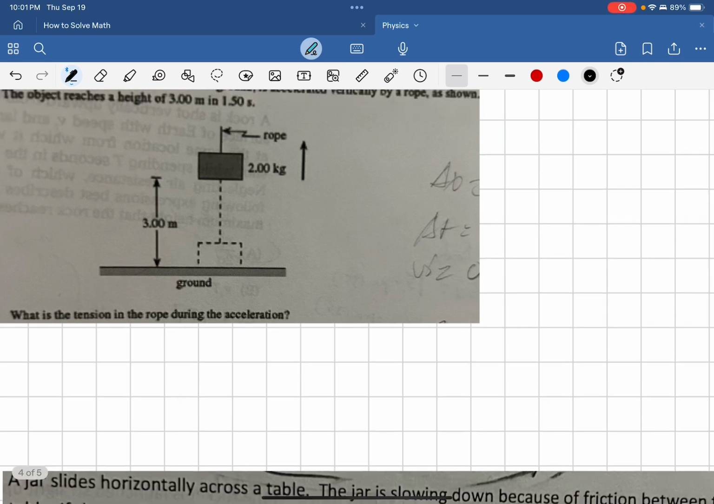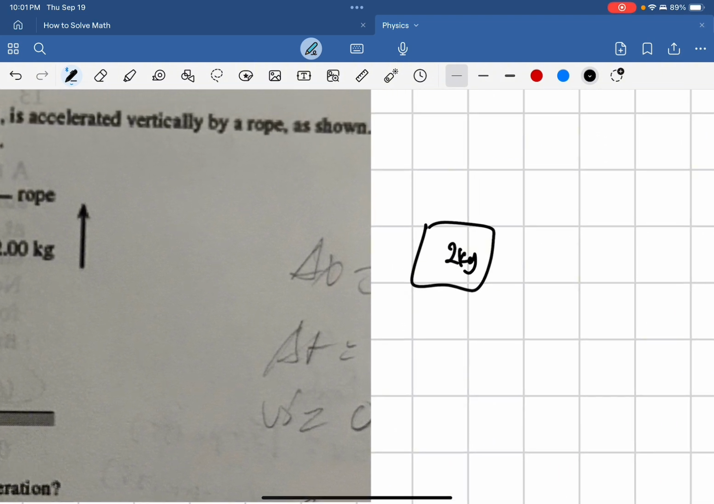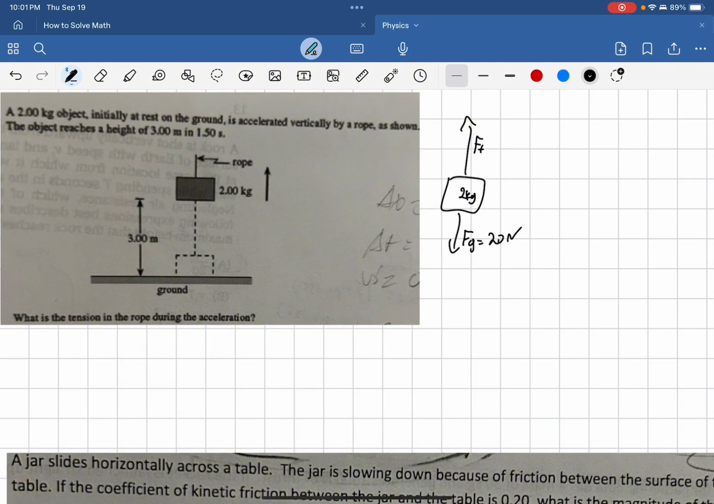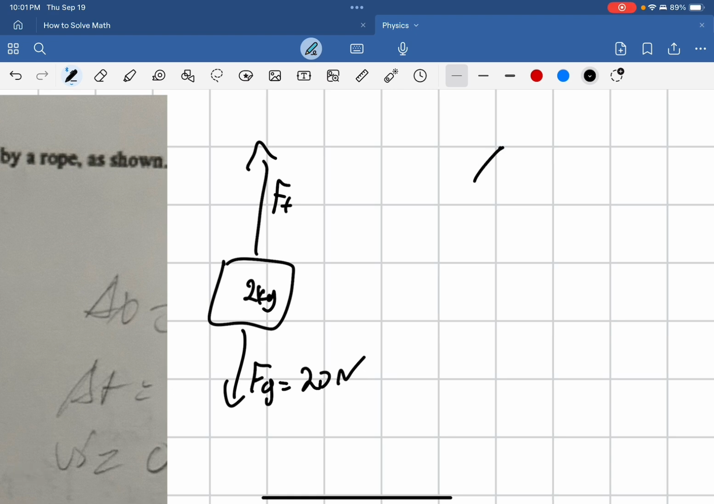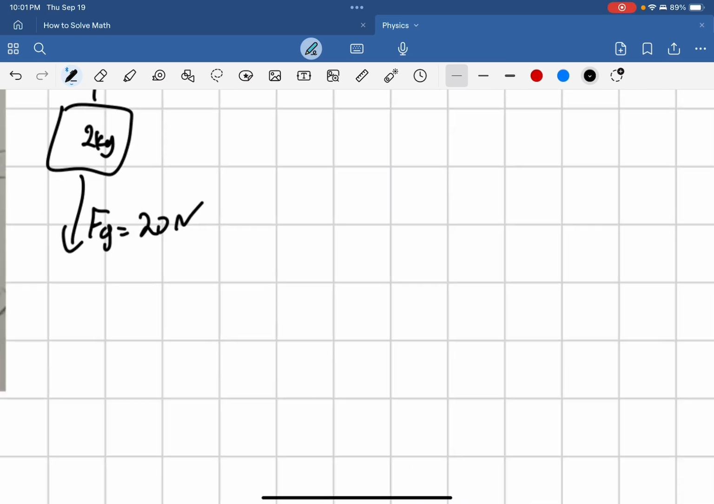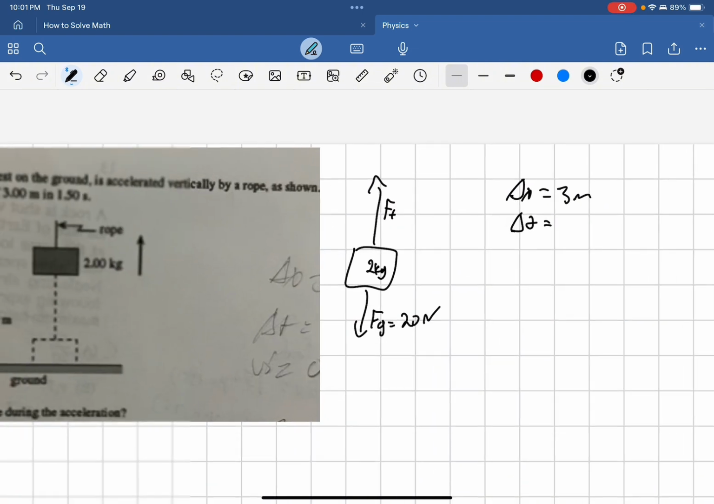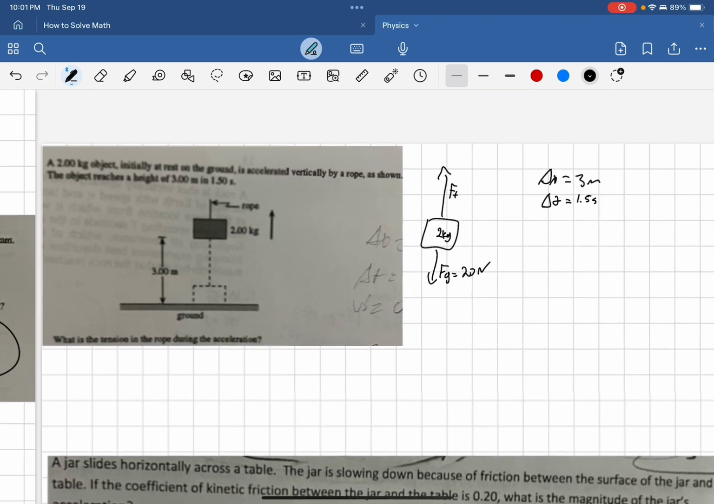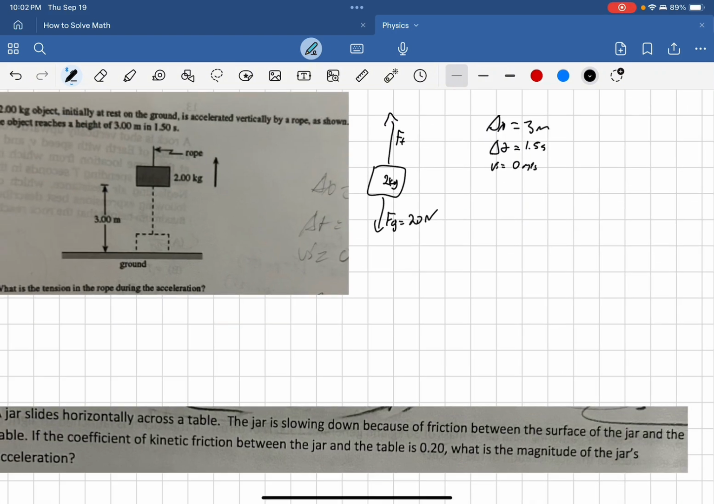Okay, first let me draw a free body diagram. You can see some of my work I originally did. We have the 2 kg object, F of t upward, and F of g, which is just going to be 20 newtons. We first have to find the acceleration. First, we write down what it tells us. It goes to a height of 3 meters in 1.5 seconds, and its initial speed v i is 0 meters per second because it's at rest.